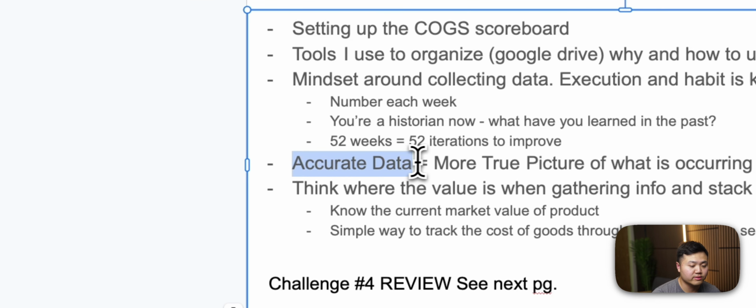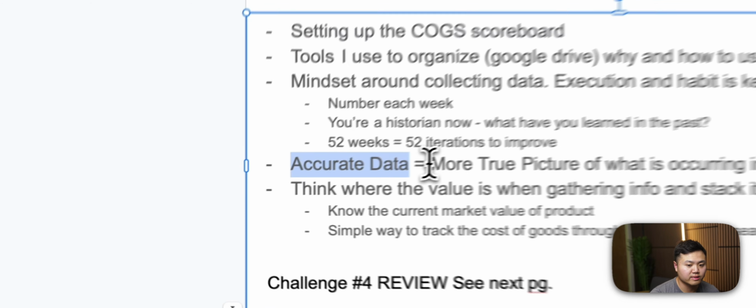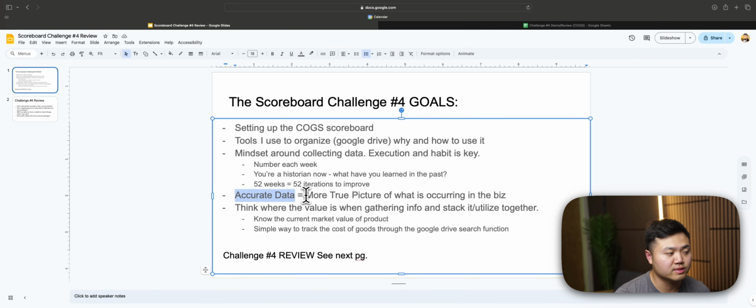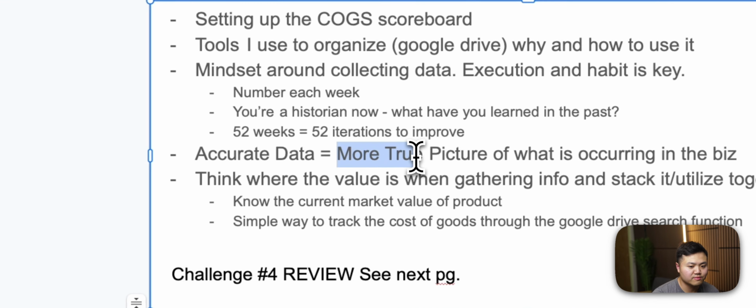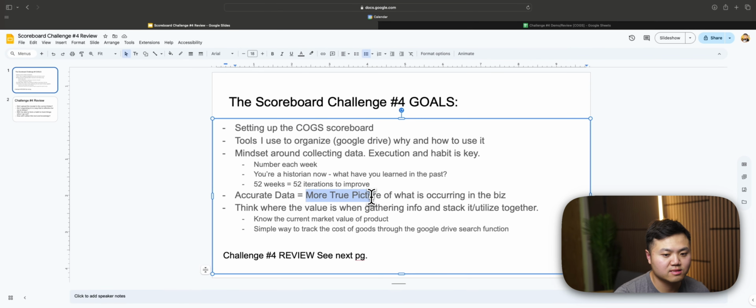Data. Accurate data is important. What I mean by accurate data is, when you get a receipt, don't procrastinate. Take a picture of it right away and then upload it. I'll show you how to create a flow and a pattern. It's a bit tedious, but when you get really good at it, it's going to be second nature.